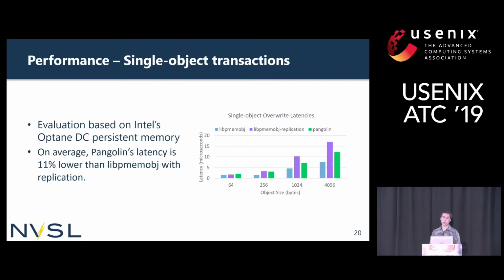We implement Pangolin on top of libpmemobj and we compare it to both libpmemobj and its replicated version. We evaluate performance using a platform with Intel's Optane DC persistent memory modules. This figure shows transaction latencies for overwriting a single object of different sizes. The bars from left to right represent libpmemobj, its replicated version, and Pangolin. We observe that libpmemobj with replication not only doubles the storage requirement, but also often makes the performance more than twice worse. In Pangolin, its latency is 11% lower than libpmemobj with replication.